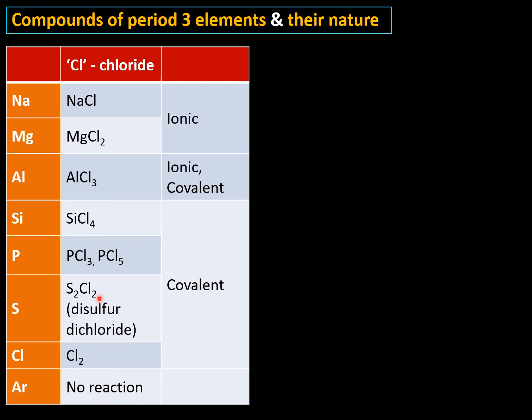Phosphorus and chlorine, phosphorus trichloride or phosphorus pentachloride. Sulfur and chlorine, disulfur dichloride. Chlorine with chlorine forms chlorine diatomic molecule. Argon doesn't react with any other element because it is a noble gas which is already stable. Observe, metallic elements form ionic compounds, non-metallic elements form covalent compounds. Aluminium being a metalloid forms compound which is both ionic and covalent in nature.